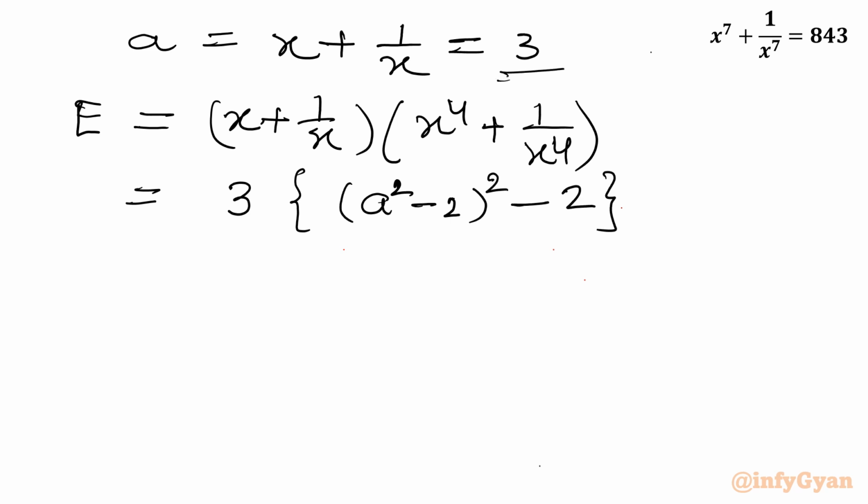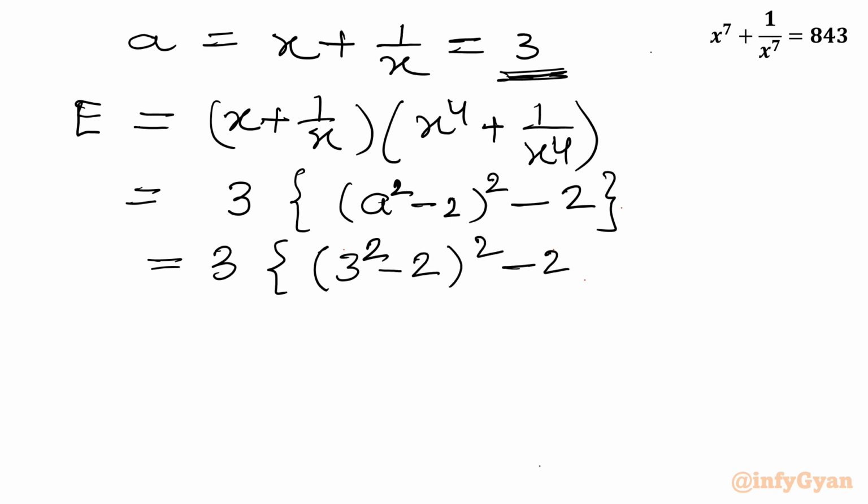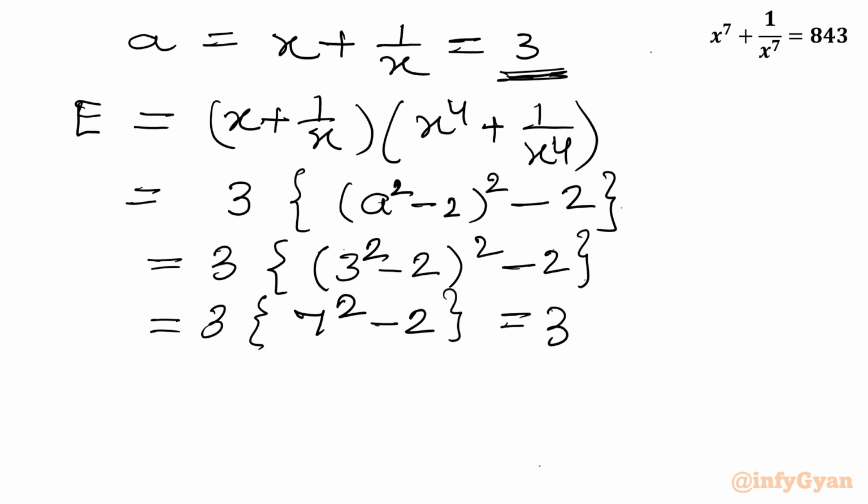Let's put the value of a equal to 3. So 3 times, I will write, 3 square minus 2 whole square minus 2. So 3 square is 9 minus 2, 7 square, minus 2. So it is 3 times 49 minus 2, 47. So our ultimate answer of this question is 141.